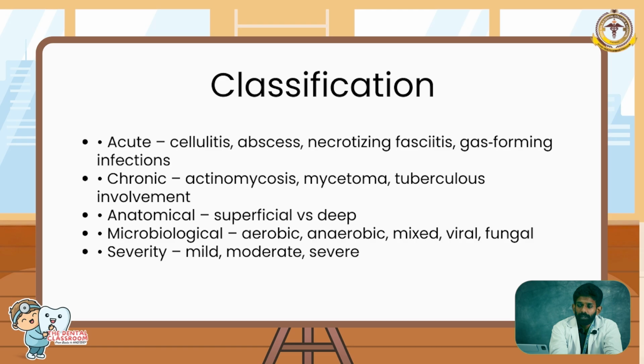First, we'll look into the classification of soft tissue infections. Acute infections are usually cellulitis, abscesses, necrotizing fasciitis, and gangrene, gas gangrene. Chronic infections are caused by actinomycosis, mycetoma, and tuberculosis. Anatomically, the infections can be classified into superficial and deep infections. Based on the microbes, it can be classified into aerobic, anaerobic, mixed, viral, and fungal infections. Based on the severity, it is classified into mild, moderate, and severe.